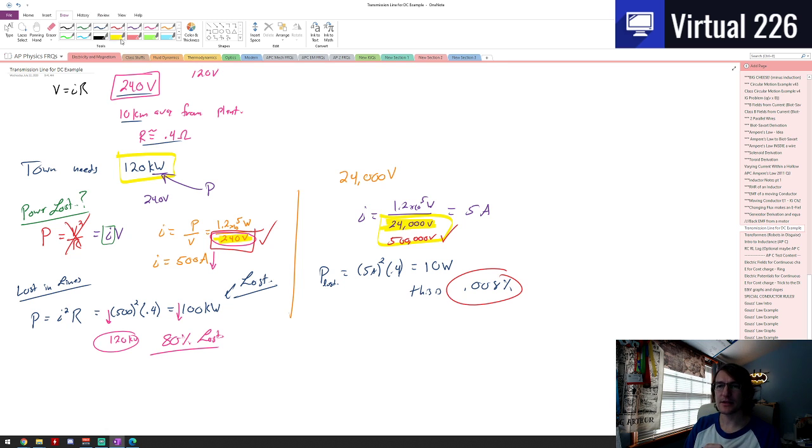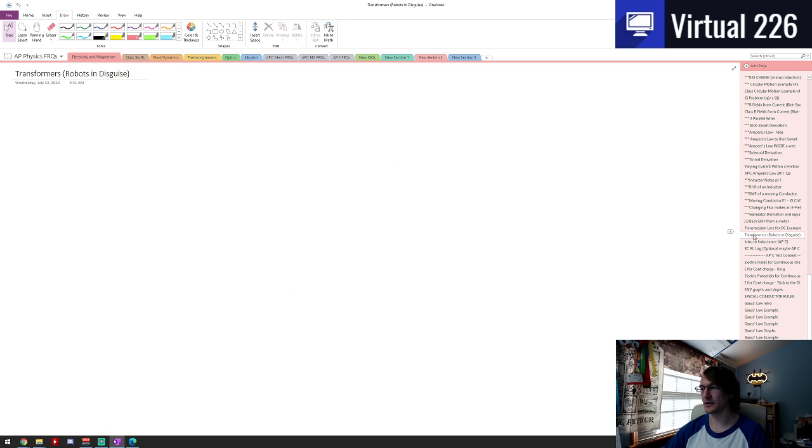Well, this idea of a direct current with Ohm's law, V equals IR, that's not going to cut it. We need to expand our horizon, and we need to move away from this idea of a DC current. We need to go into an alternating current, okay? When we look at an alternating current, we can use something known as a transformer.